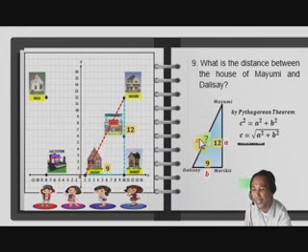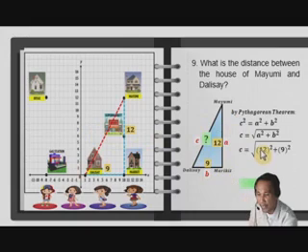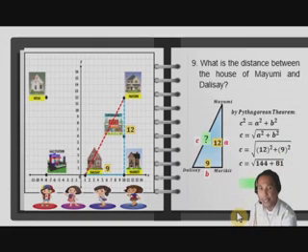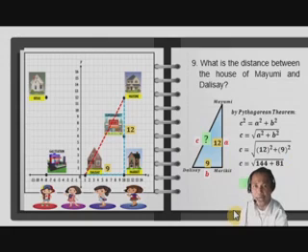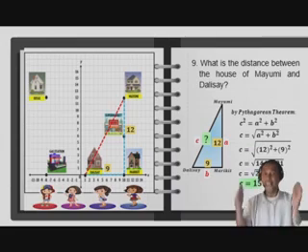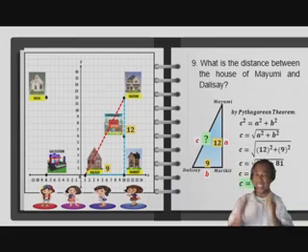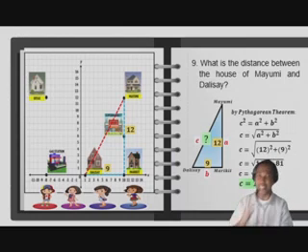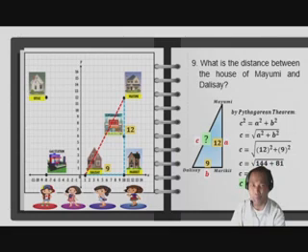Okay, so because we are looking for c here, by substitution we have 12 squared plus 9 squared, or 9 squared plus 12 squared. We will get an answer equal to 144 plus 81, and then adding these, we will get 225. Take the square root of 225, and we will get 15. So therefore, our side C, the hypotenuse, is equal to 15.